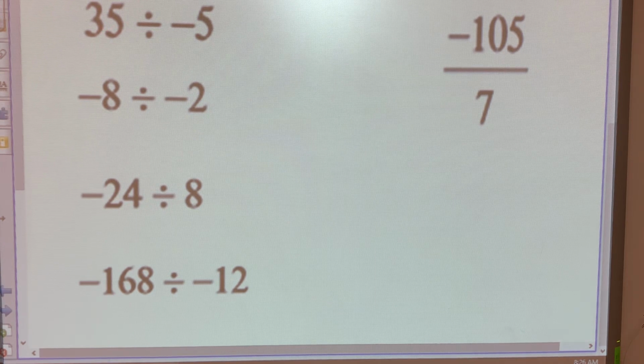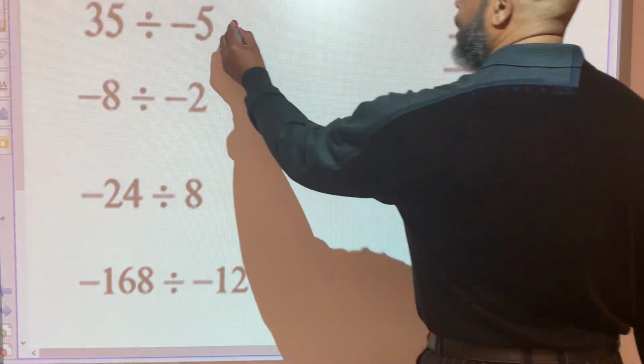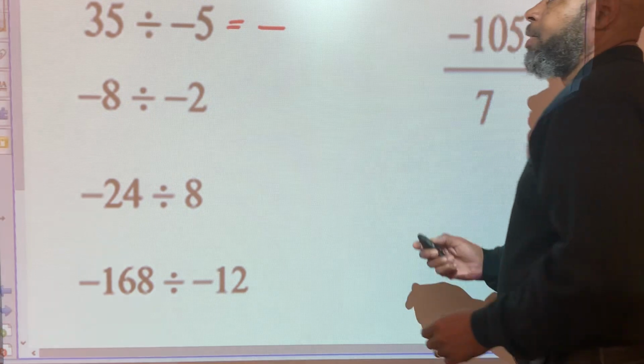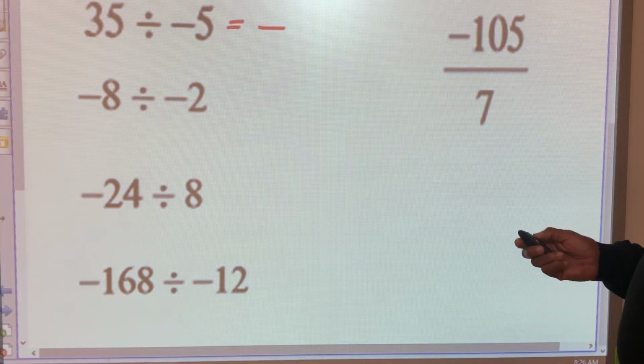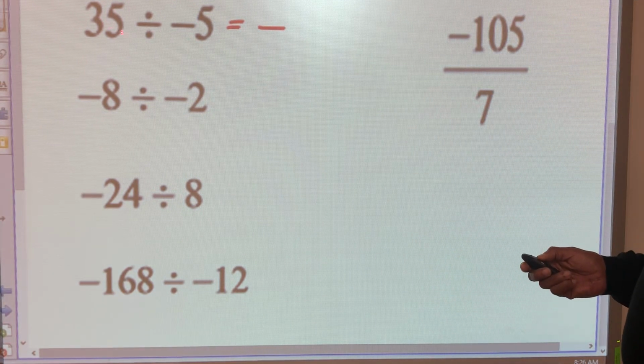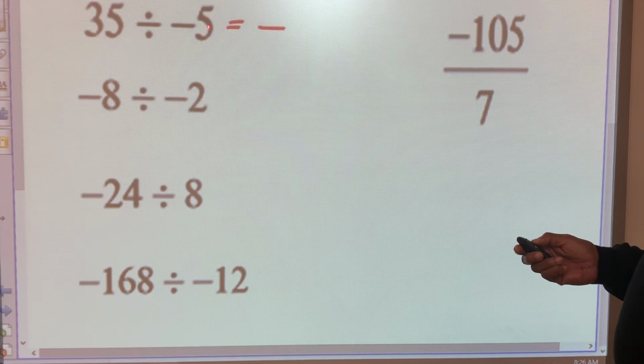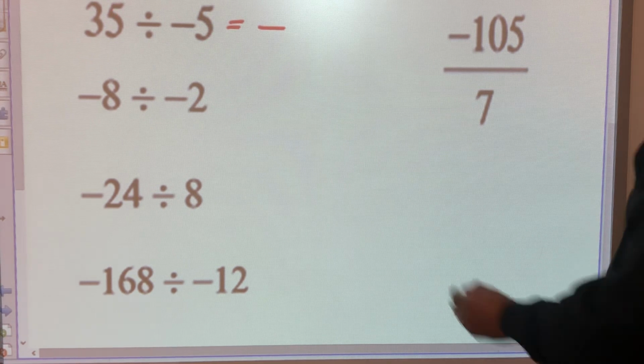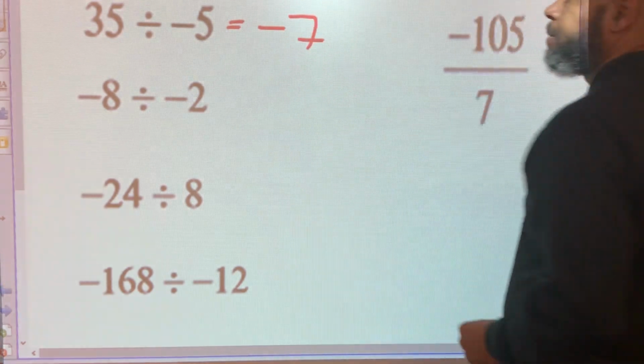All right, let's take a look at this one. We have 35 divided by negative 5. I know that's a negative and a positive, so the signs are different, so I'm going to get a negative answer. Now I just divide 5 into 5, or figure out what I can multiply by 5 that'll give me 35. If I know my multiplication facts, I know the only number I can multiply by 5 that'll give me 35 is 7. So the answer is negative 7.